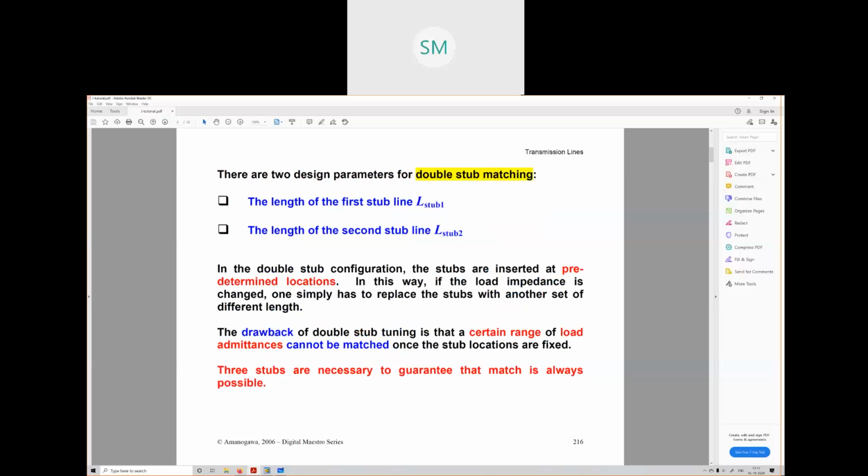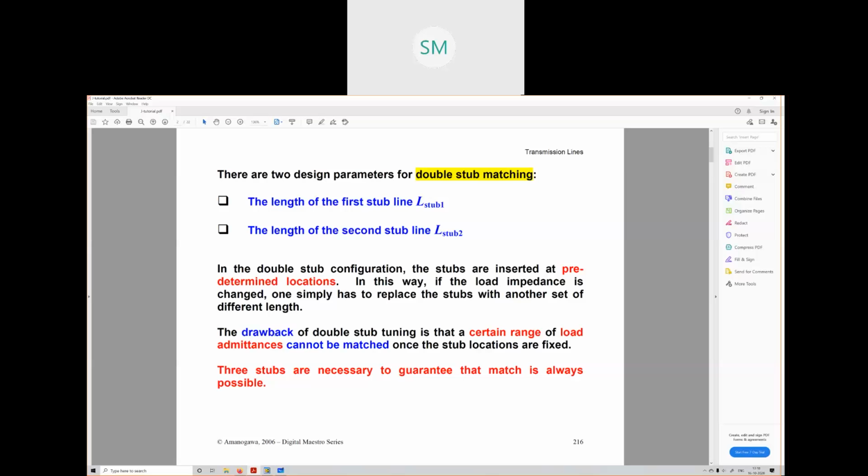Now, in the double stub matching configuration, the stubs are inserted at predetermined locations. In this way, if the load impedance is changed, as Niloy had already said, we just have to change the lengths of the stubs and it will get matched, provided the new load impedance is possible to match.